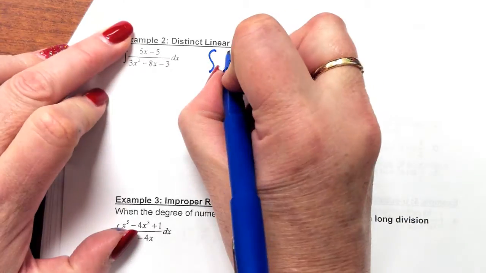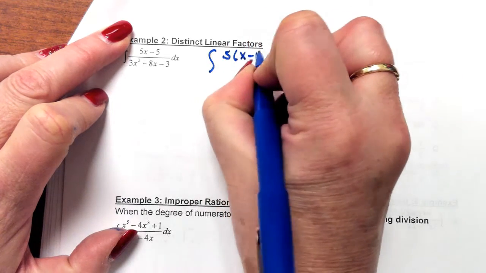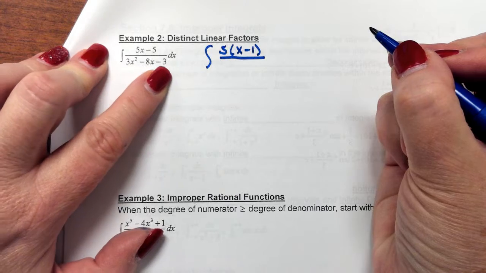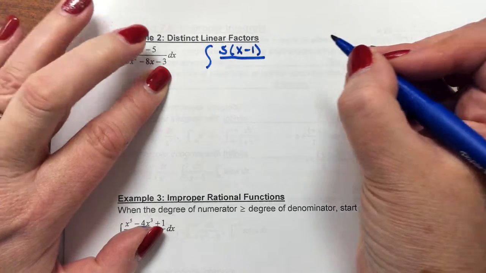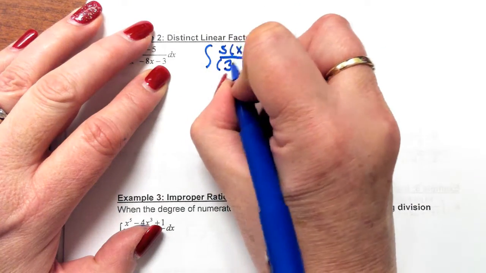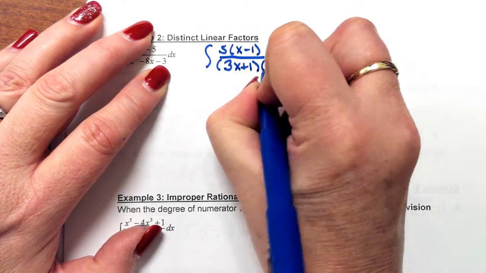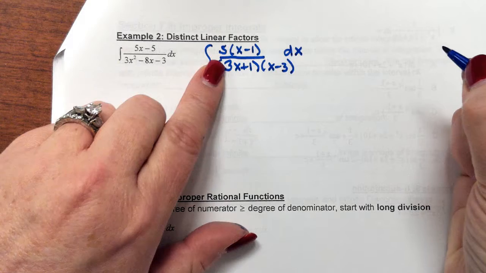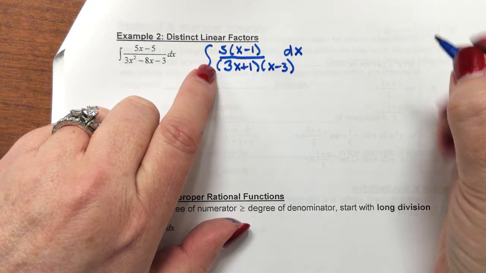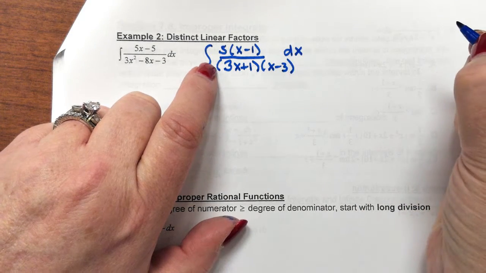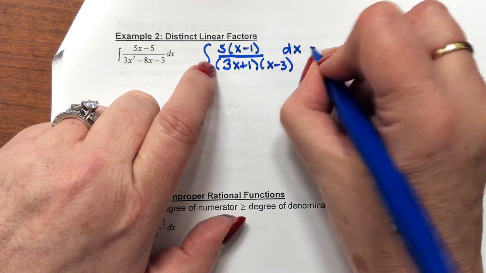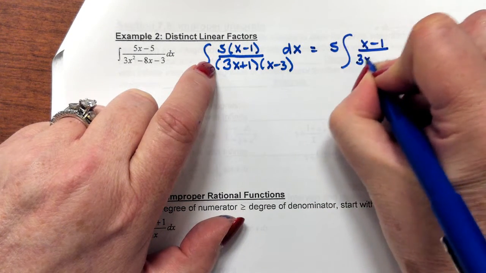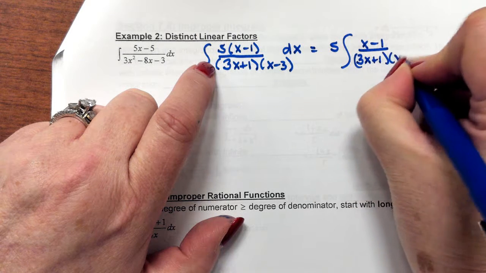So I have 5 times the quantity of x minus 1 over. You can factor 3x squared minus 8x minus 3. That's going to factor into 3x plus 1 times x minus 3 dx. So you do have a constant you can pull out of this integral before you have to rewrite this as a sum. So I can rewrite this as 5 times x minus 1 over 3x plus 1 times x minus 3.